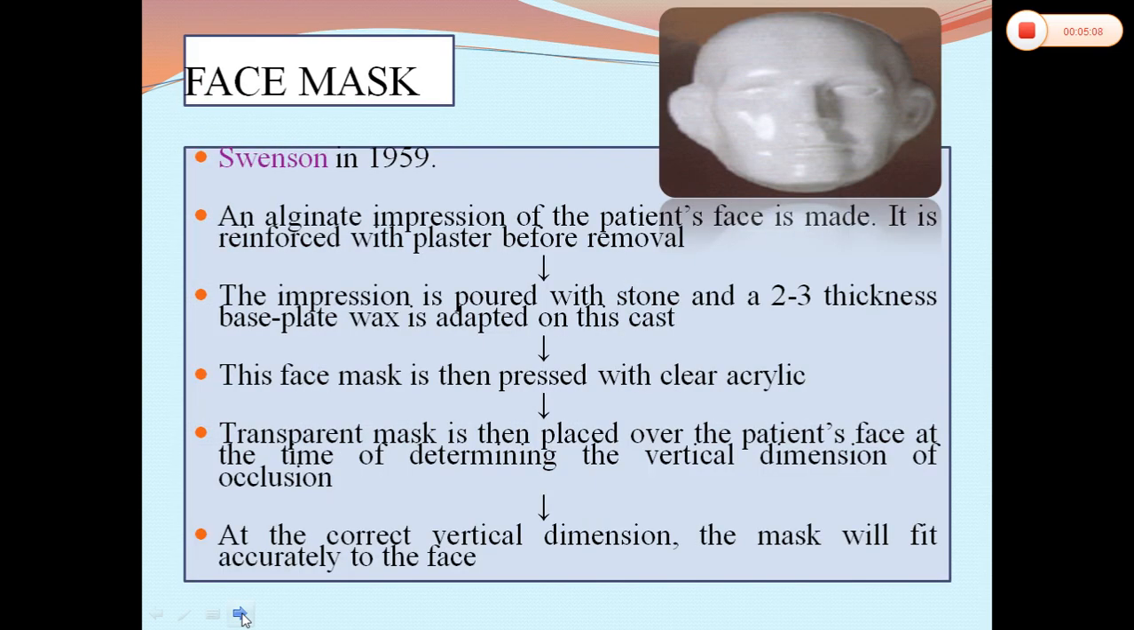Face mask. Swenson in 1959: an alginate impression of the patient's face is made. It is reinforced with plaster before removal. The impression is poured with stone, and a 2 to 3 mm thick base plate wax is adapted on the cast. The face mask is then pressed in clear acrylic. A transparent mask is then placed over the patient's face at the time of determining the vertical dimension of occlusion. At the correct vertical dimension, the mask will fit accurately to the face.